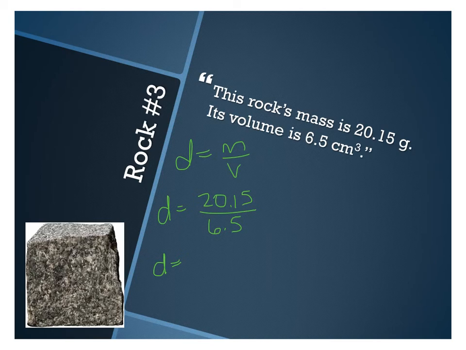Once you do the math, you'll have 20.15 divided by 6.5, and you should find that your number is 3.1 grams per centimeters cubed. And so when you match up this density to the densities of the different rocks in your table, you should find that this one matches up to gabbro. It looks very much like the rock that you use in marble.